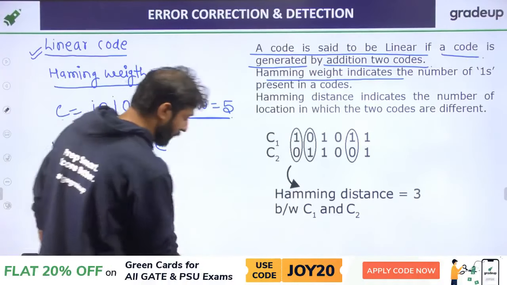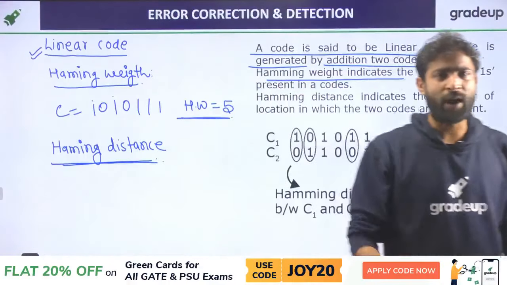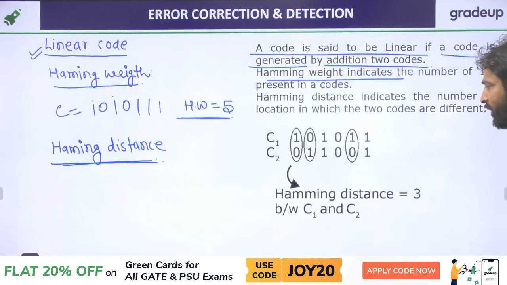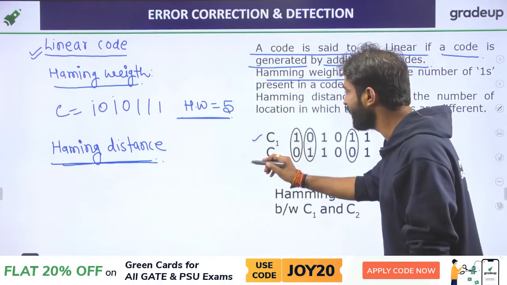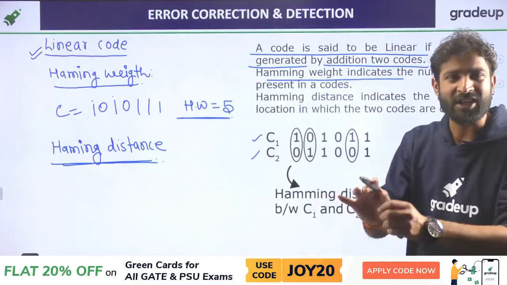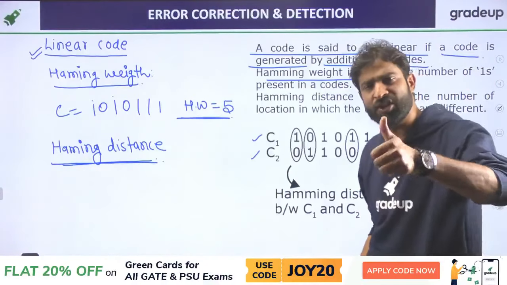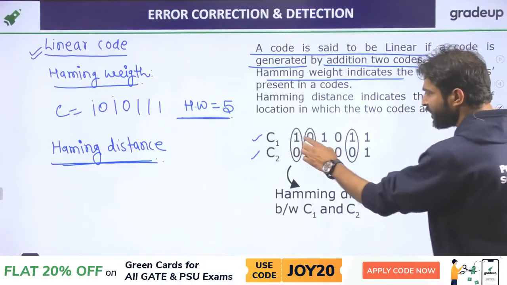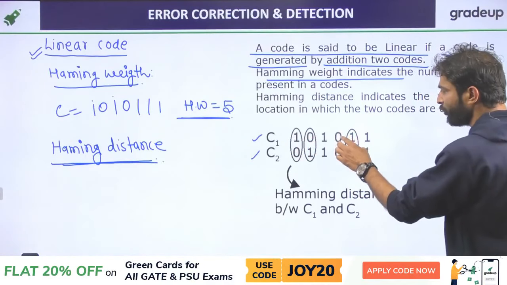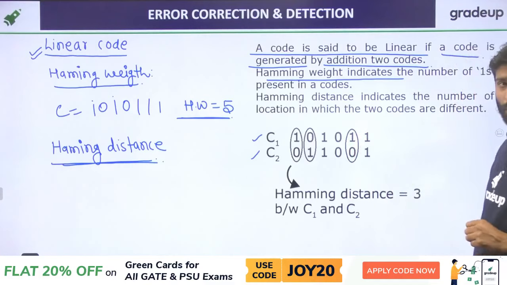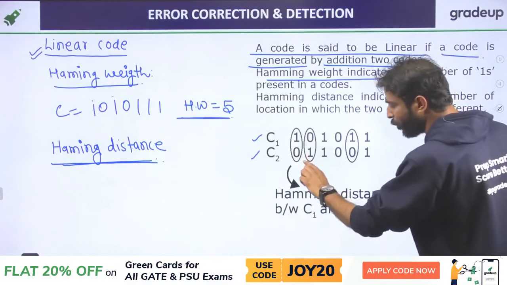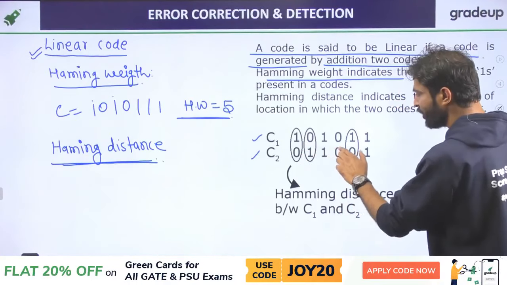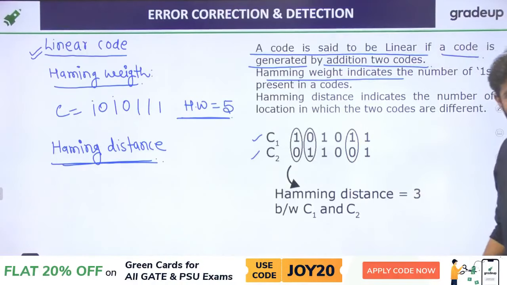What is the Hamming distance basically? To find the Hamming distance between codes, I'm just taking the example of two codes, C1 and C2. I'm writing C1 as 1010111. That is the one code. And the other code, C2, is 011001. That is the second code.